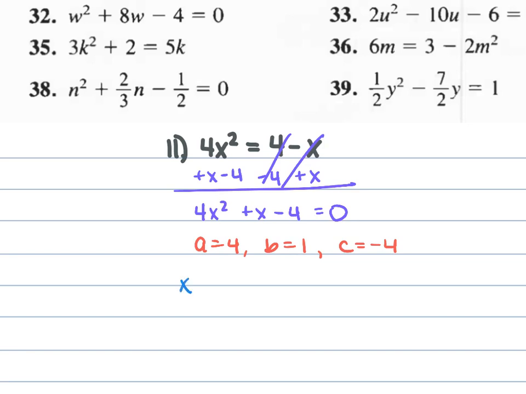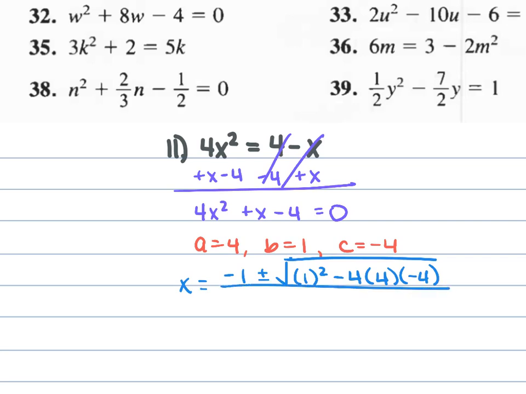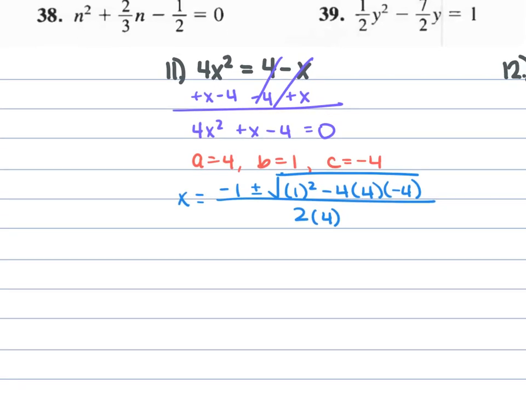So we have x is equal to a negative 1 plus or minus the square root of 1 squared minus 4 times negative 4 all over 2 times 4. So we're going to be left with x is equal to negative 1 plus or minus the square root of 1 plus 4 times 4 is 16 times 4 is 64 all over 8.